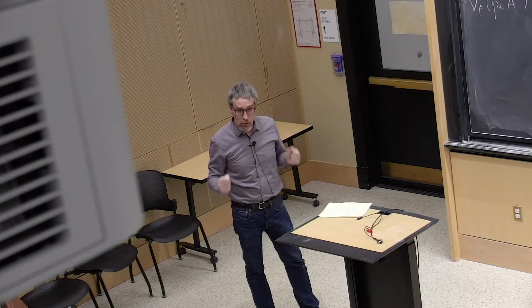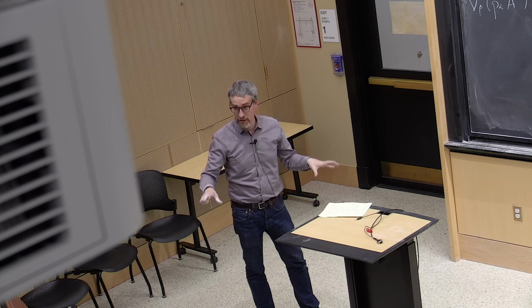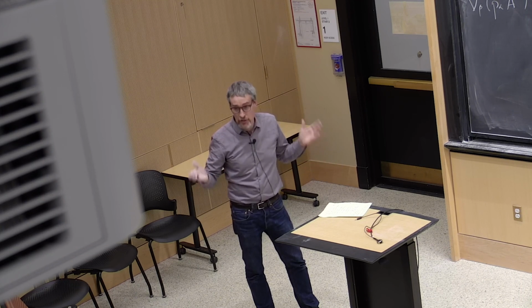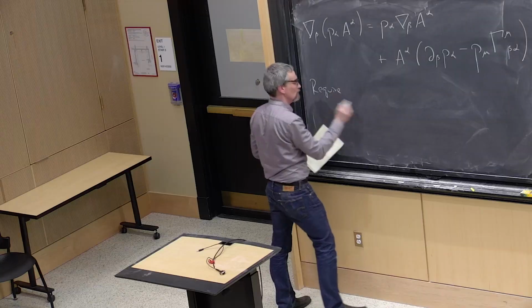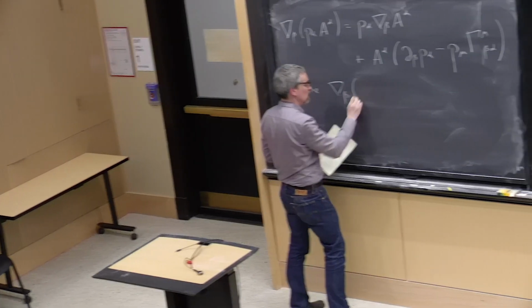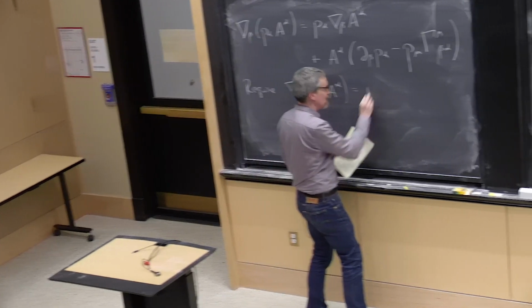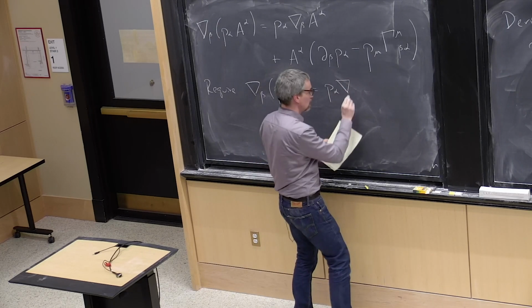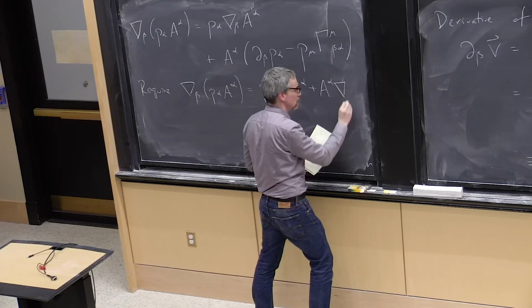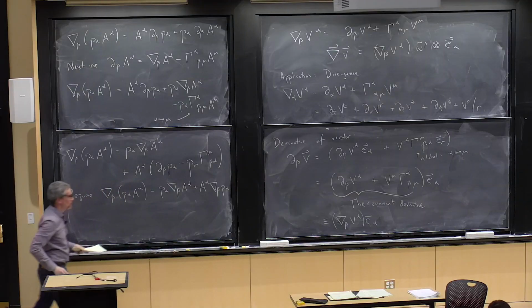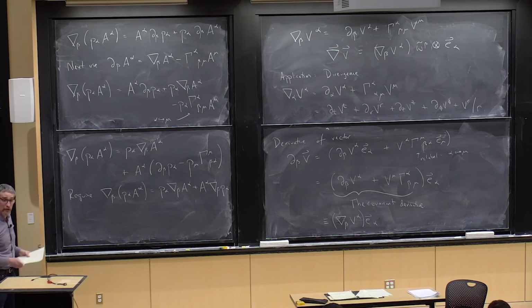Now, let's require that the covariant derivative, when it acts on two things that are multiplied together, it's a derivative, right? So it should do what derivatives ordinarily do. So what we're going to do is require that when I take this covariant derivative, I should be able to write the result like so. Okay? That's a healthy thing that any derivative should do.